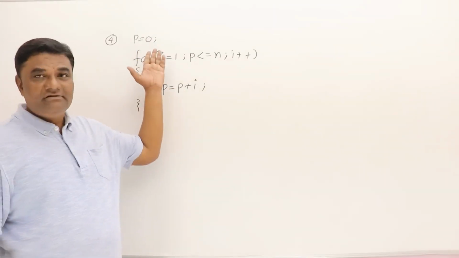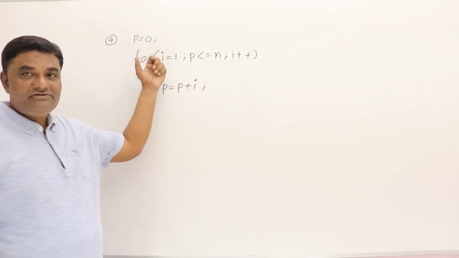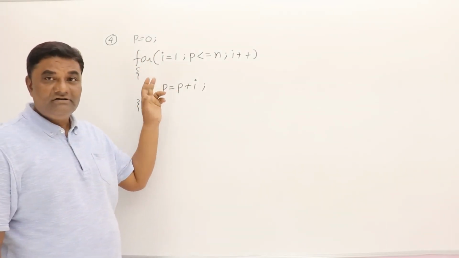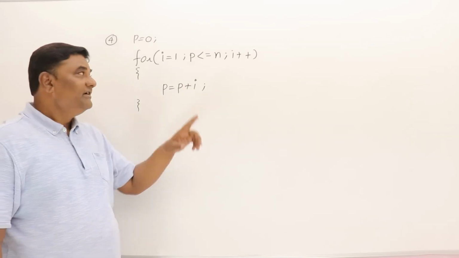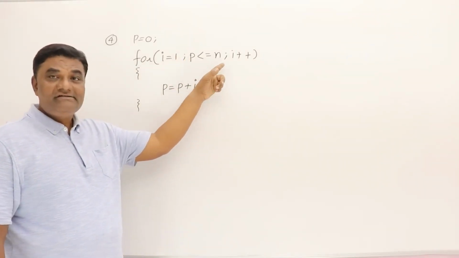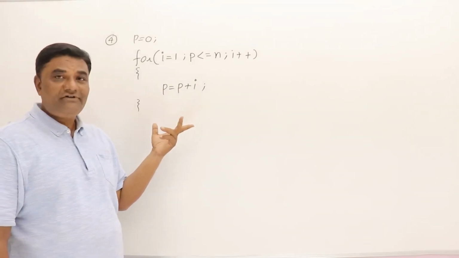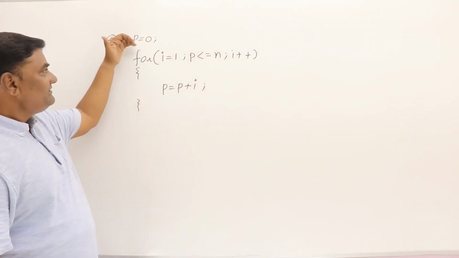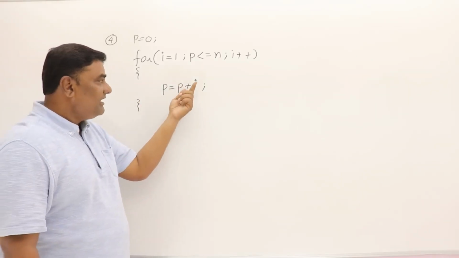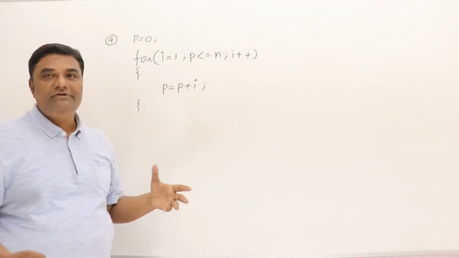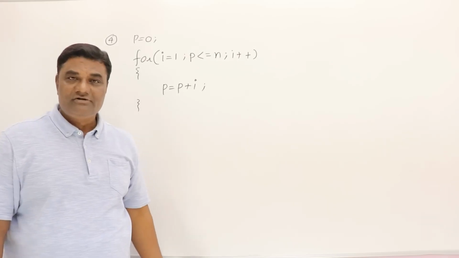Next code is, here p is initialized to 0 and there is a loop. This is not going to execute for n times. See, this is p less than or equal to n, it's not i less than or equal to n. So the condition is different. Then what is p? p is initially 0 and every time i is added to p. So now we don't know how many times it's going to execute.